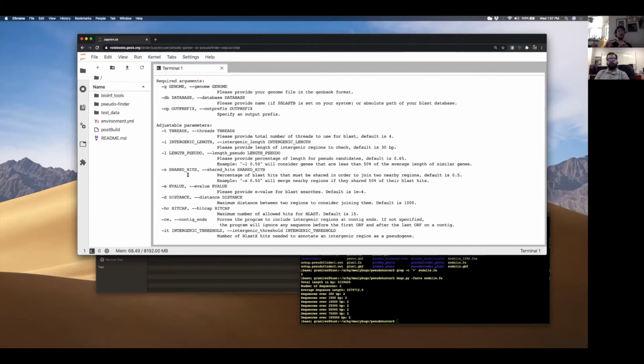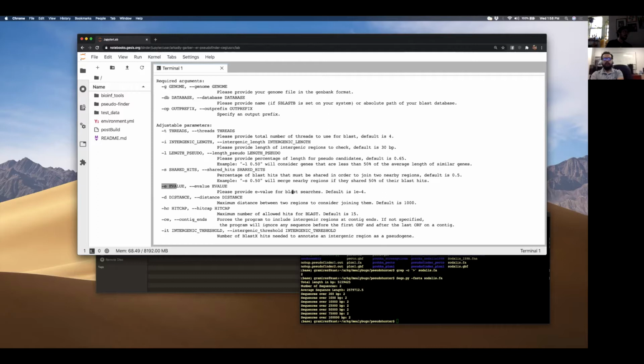But if only 2 of the 15 blast hits from each gene are shared, then it's not going to assume that. If less than 50% are shared, it's not going to assume that. If more than 50% are shared, it's going to combine them as potential fragments separated by a stop codon. So this is something that you can alter as well. You can be more conservative and say that 80% of the blast hits between two adjacent fragments need to be shared in order for Pseudo-Finder to call it a pseudogene.